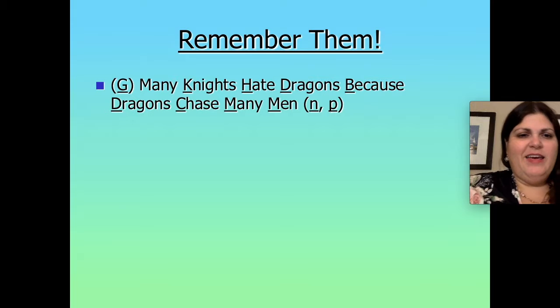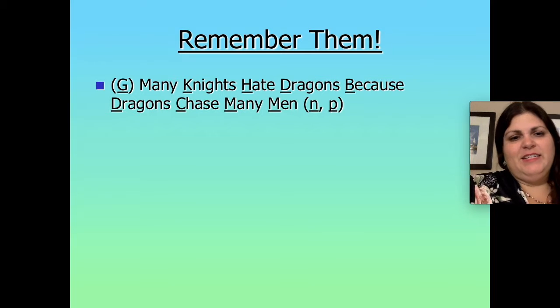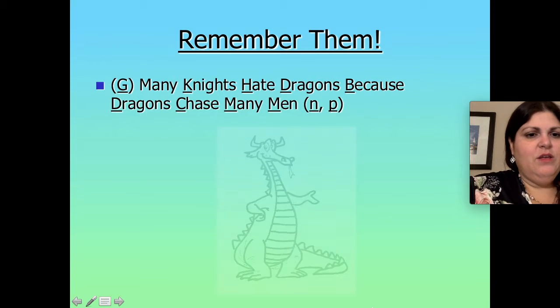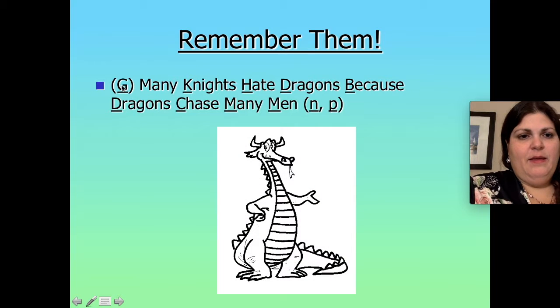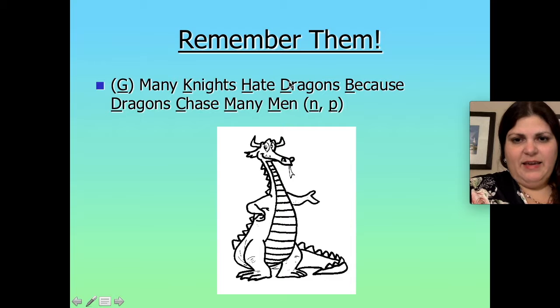So giga to nano, we go, many knights hate dragons because dragons chase many men. So giga, mega, kilo, hecta, deca, base unit, deci, centi, milli, micro.